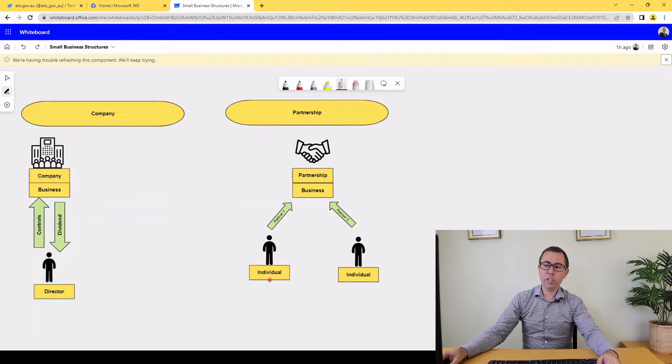Partnerships can also be not only for individuals, but you could have two companies. But once again, these are the most common structures. Usually it's two friends or husband-wife sort of thing.